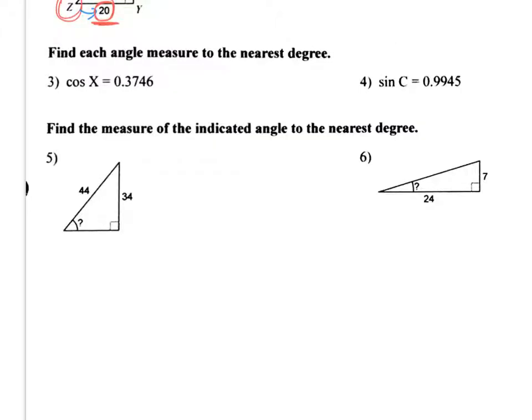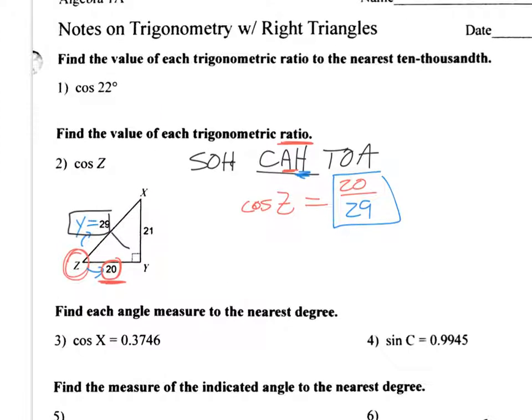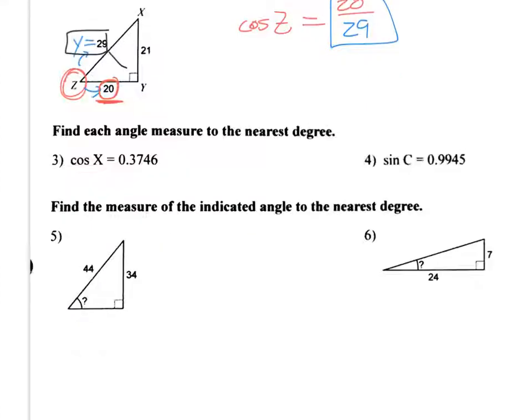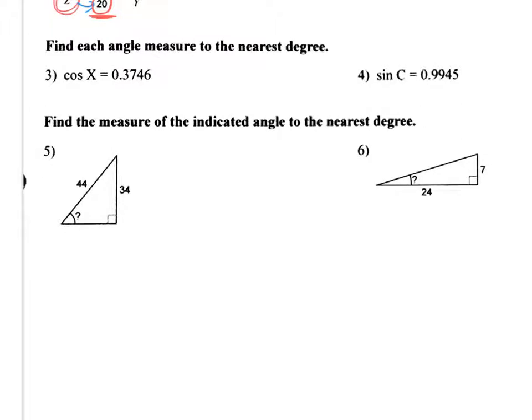Okay, next, we are trying to actually find the angle measure to the nearest degree. So, again, we're back to the calculator. Always make sure your mode is in degrees. Earlier, what we did was cosine of 22, and we just typed that in on the calculator. Well, this time, we don't know what the angle is, but we know what the value should be equal to. It should be equal to this.